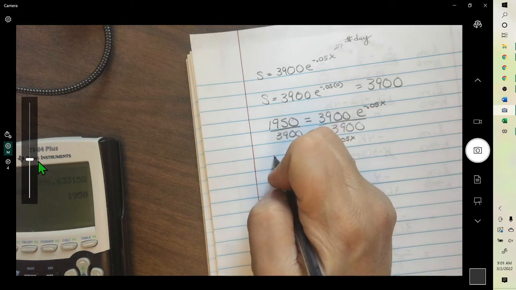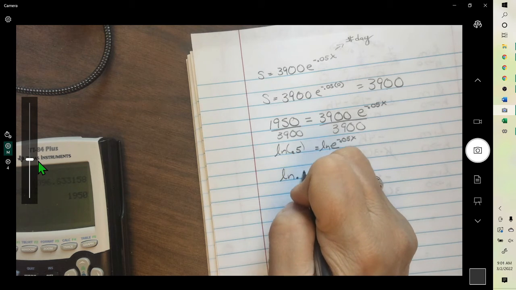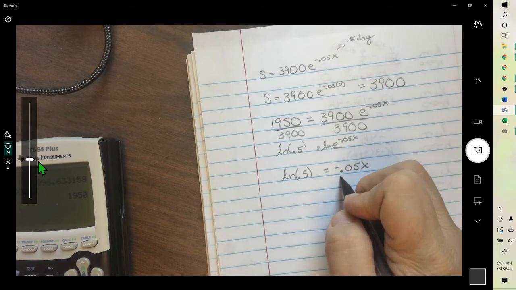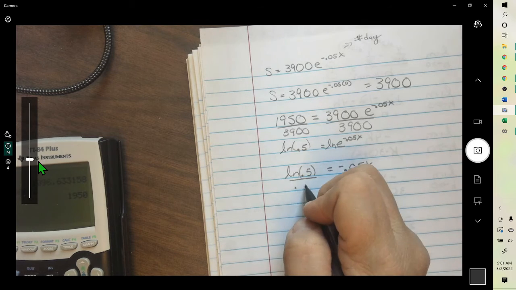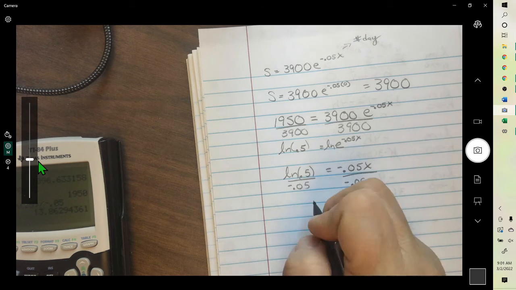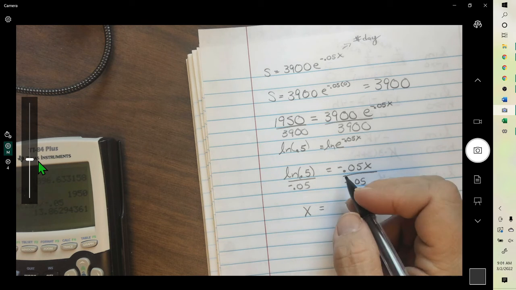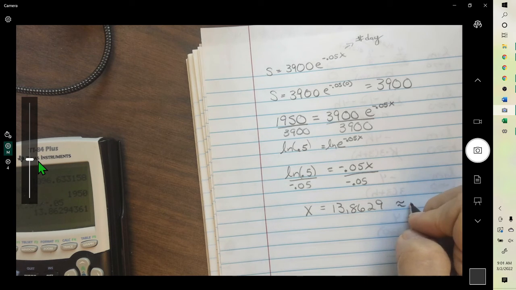To get rid of e, we take the natural log. And then divide to get x by itself. Natural log of 0.5, close your parentheses, divided by a negative 0.05. x equals, round to the nearest day. It's 13.8629, which would be 14.